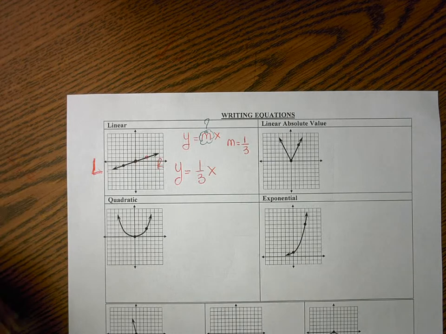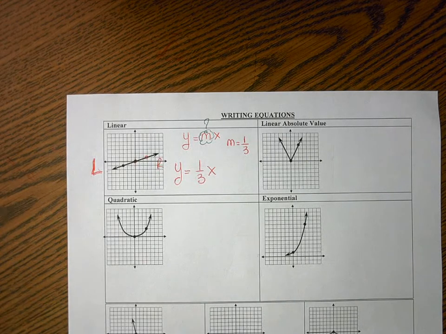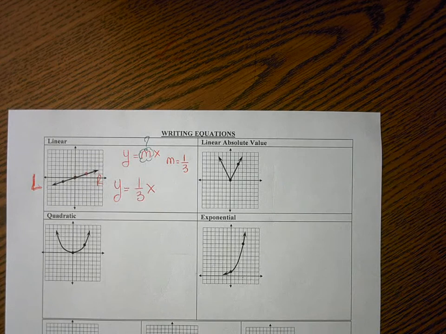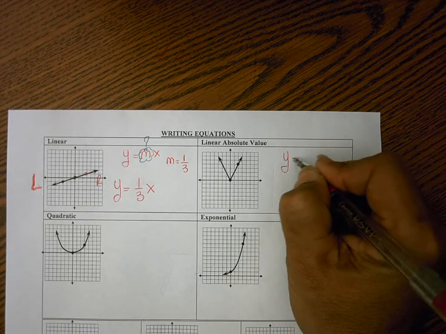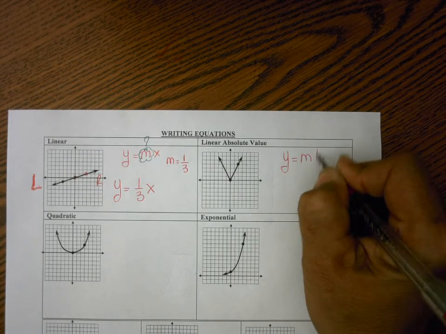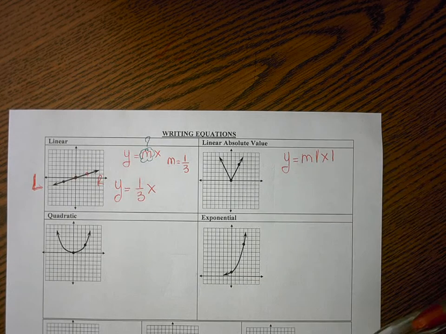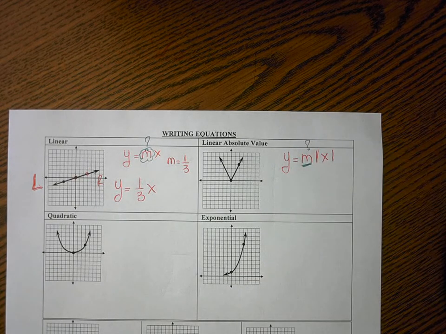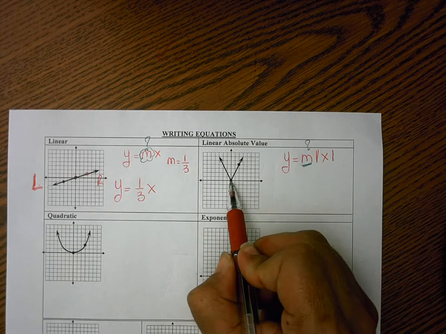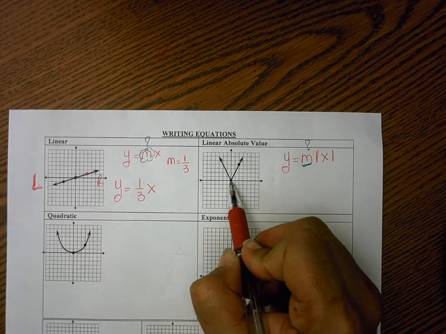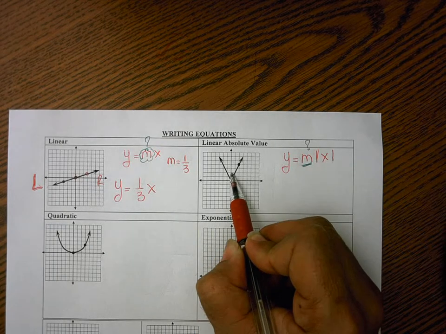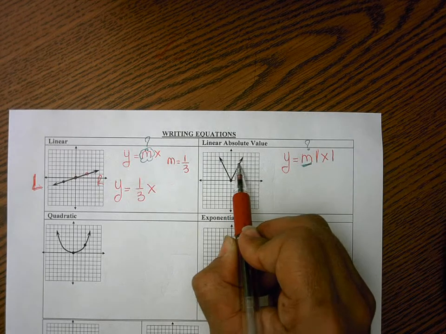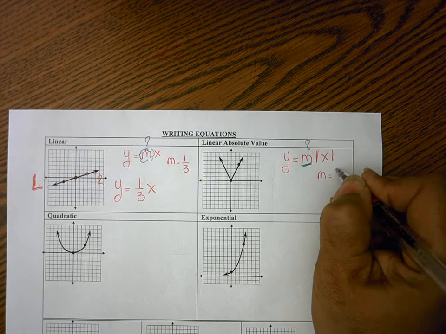All right, let's go ahead and do writing linear absolute value function. I know that it's supposed to be y equals m times the absolute value of x. I need to figure out this m right here. That's what I'm trying to figure out, the slope. We're starting at 0, 0. Let's count the slope. Up 1, 2, 3, 4, and then we run 2 to the right. So the slope is up 4, run 2 to the right.